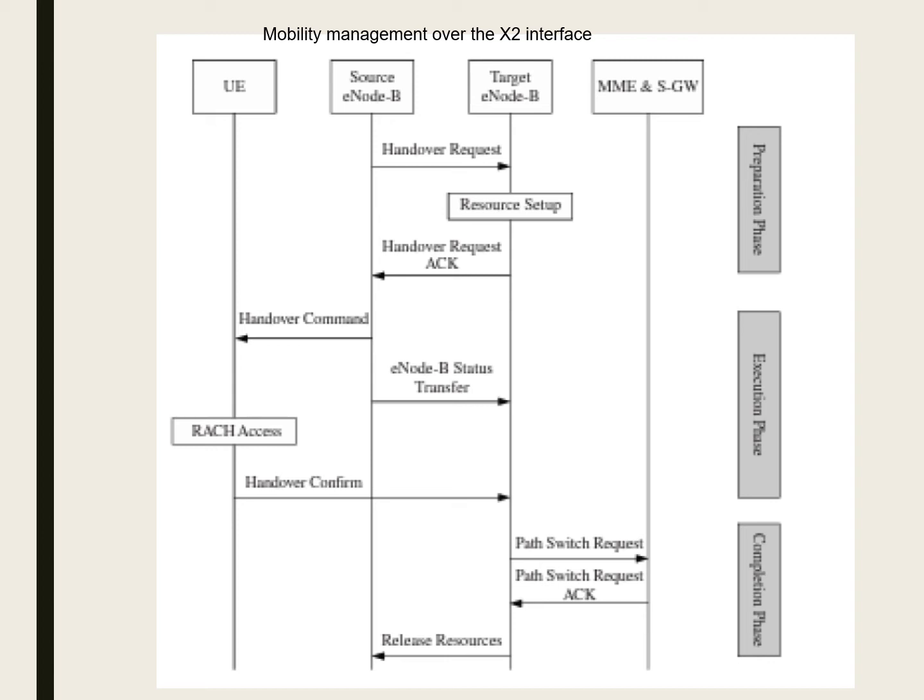Then after completion of the data transfer, it sends a handover confirmation signal to the target eNode. Then the target eNode sends the path switch request to the mobility management entity and the serving gateway, and this request will be acknowledged by the same to the source eNode through the target eNode in order to release the resources which are allocated to the user equipment.